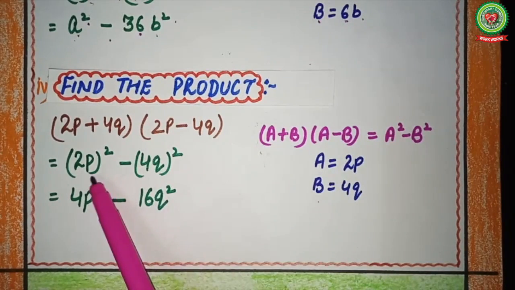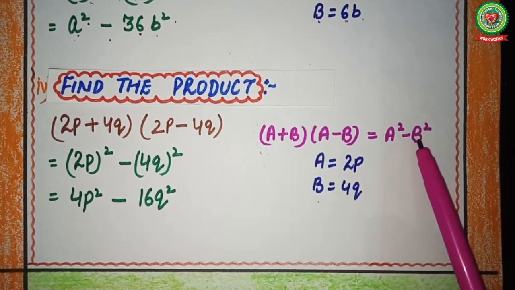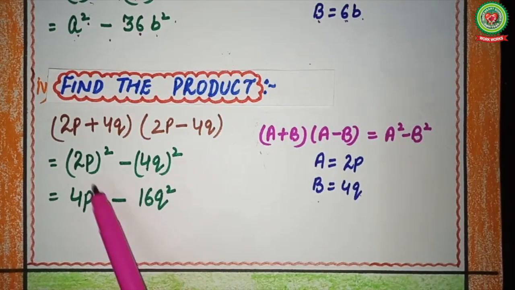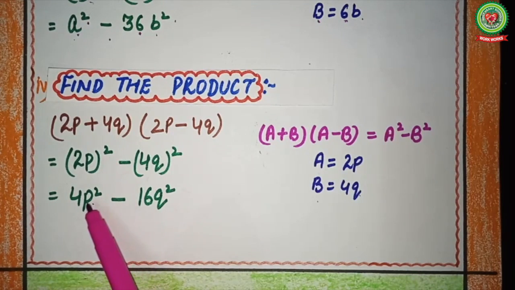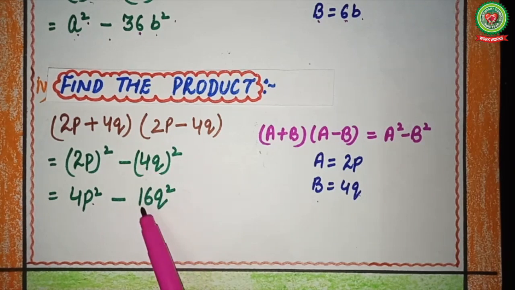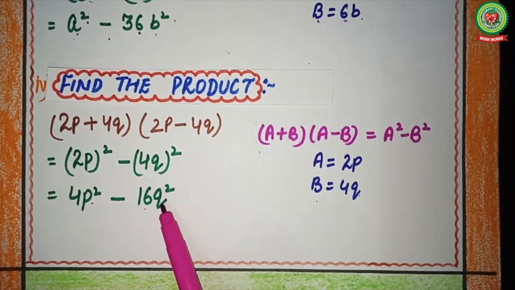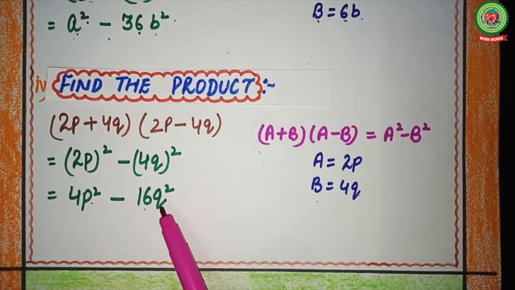Now apply this formula here. a square means (2p) square, minus remains minus, and b square means (4q) square. Now the square of 2 will be 4, and the square of p will be p square, so we will get 4p square. Minus will remain minus, the square of 4 will be 16 and the square of q will be q square. So here we will get our answer as 4p square minus 16q square.